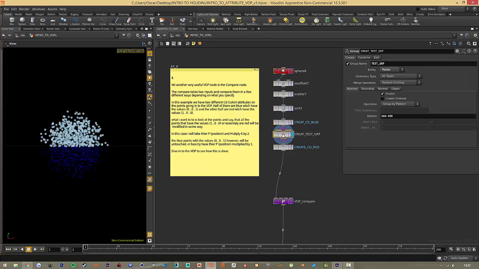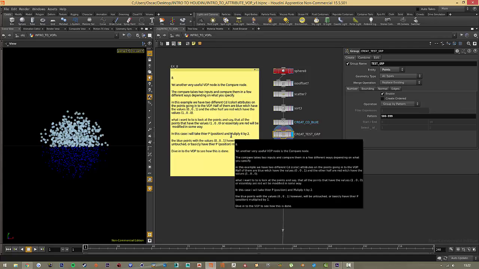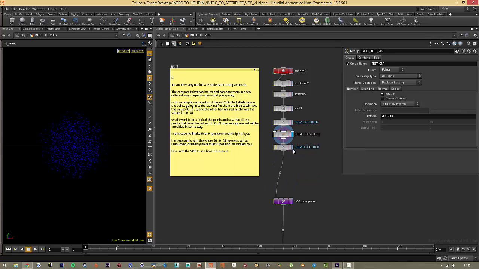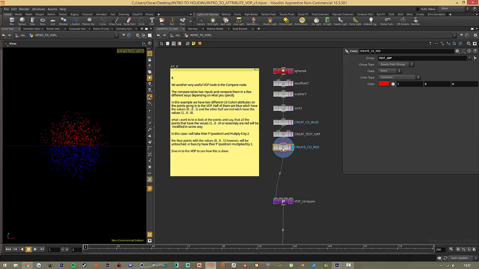I now want to group the points from 500 to 999, which means I'm going to group sort of the half of the points, okay? And I'm going to color these points. Instead of blue, I'm now going to change the color completely to red. And remember that the red vector values are 1, 0, 0, which means R equals 1, G equals 0, and B equals 0.